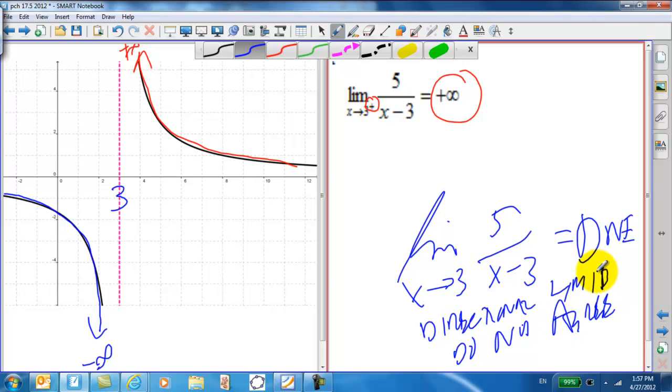Now, technically, the limit doesn't exist here either. But since we can tell what trend it's taking, I want you to say positive infinity if it's definitely going off to positive infinity.